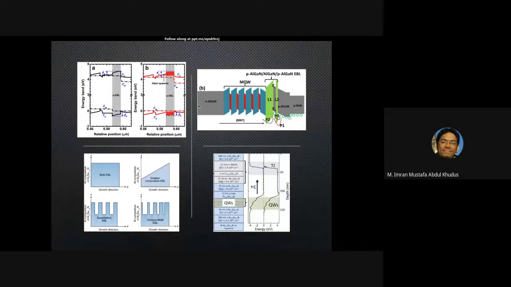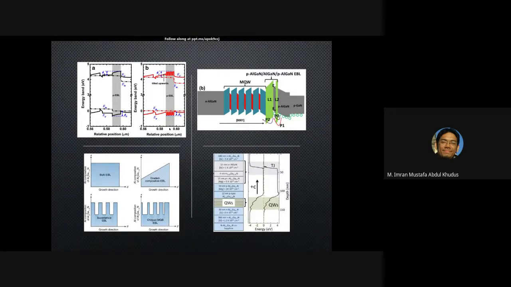p-AlGaN. Another way is to play around with your electron blocking layer. You normally have an electron blocking layer to stop the electrons from just going straight out into the p-type, right? You have different kinds of electron blocking layer. Normally you just have a bulk electron blocking layer. They've played with graded composition, so you change the composition of your EBL, or you can have a superlattice EBL or a chirped multi-quantum barrier electron blocking layer. That's what this is, right?